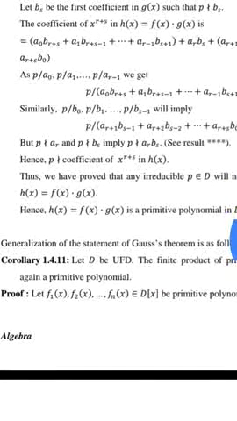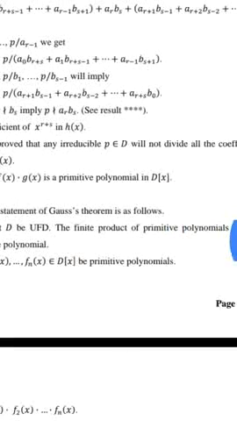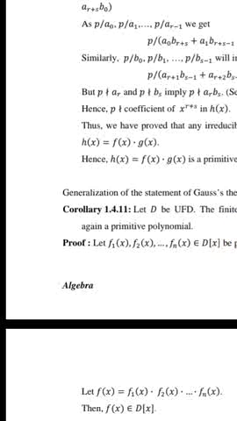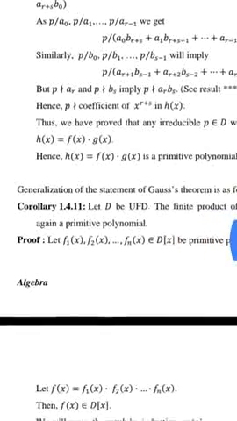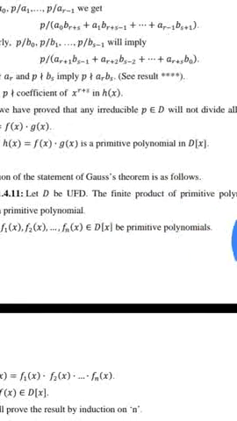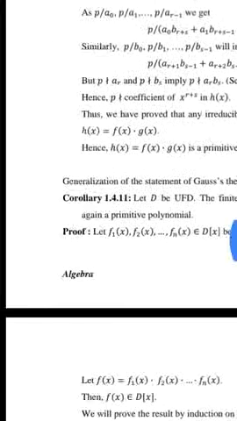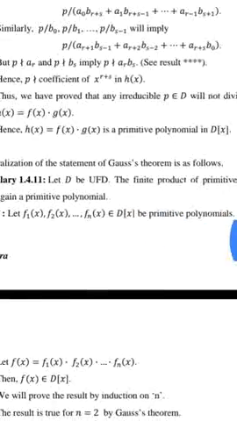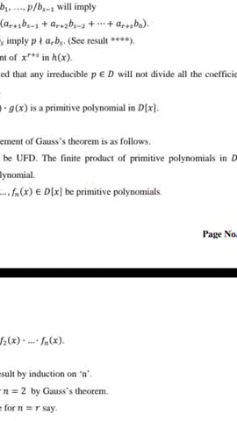And therefore, thus we have proved that any irreducible p belonging to D will not divide all the coefficients of h of x equal to f of x into g of x. Hence, h of x equal to f of x into g of x is a primitive polynomial in D of x, and this is the proof of Gauss theorem.